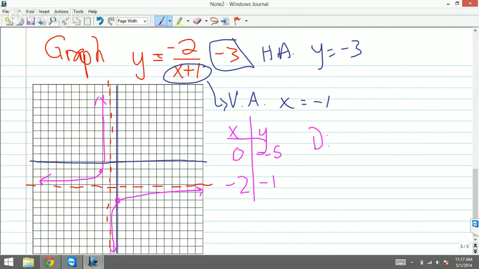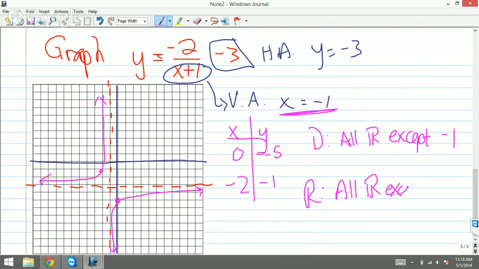Taylor, what's the domain? Negative 1. So the domain has to do with the vertical asymptote. The range. Lots of you are eager. Just shout it out.